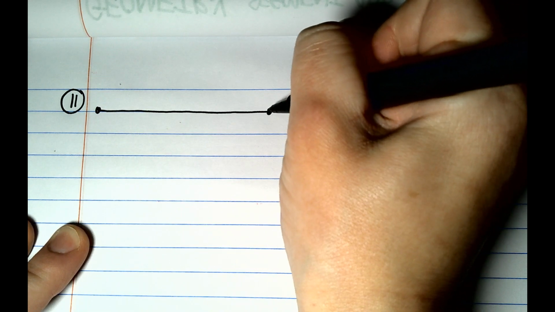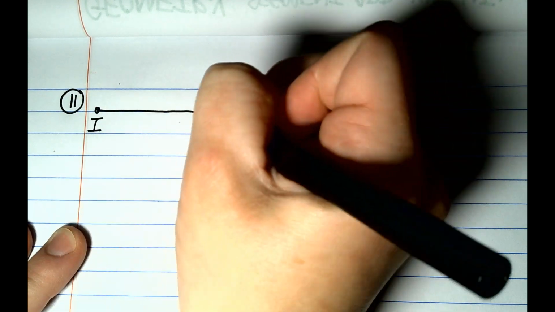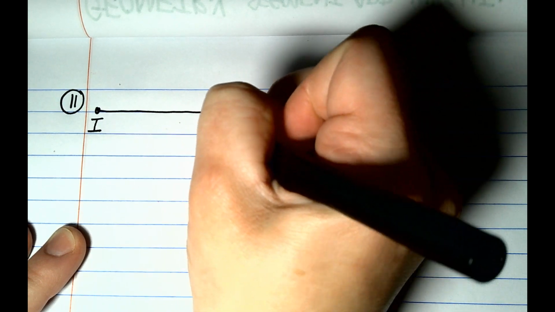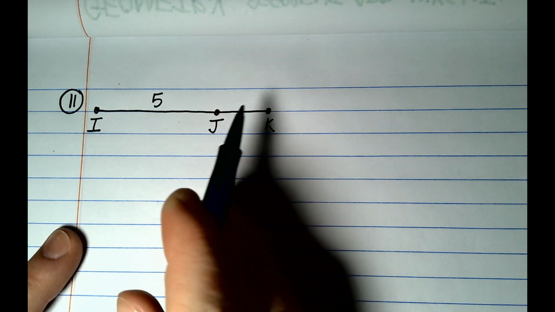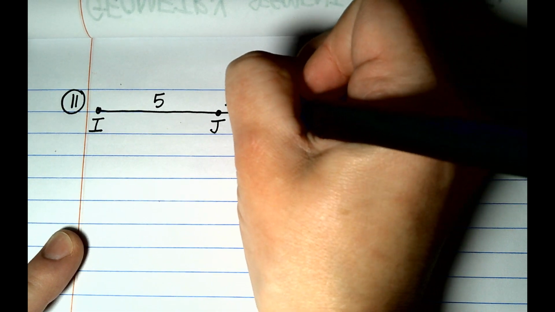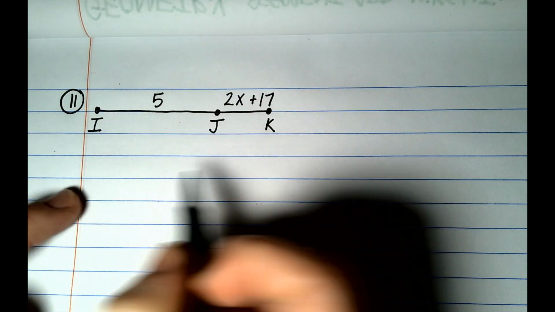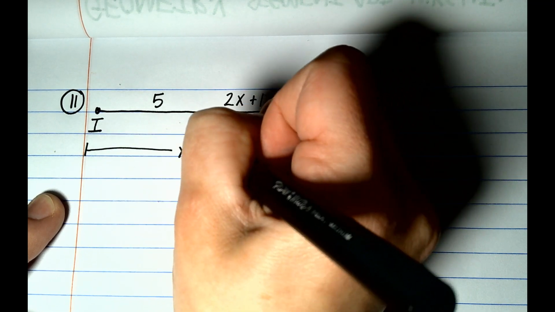We've got one segment with I, J, K. And from I to J, it's just 5. J to K, it's 2x plus 17. And the total length of the whole segment is x plus 14.